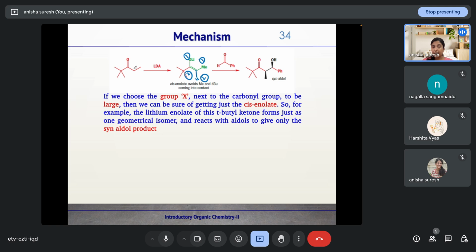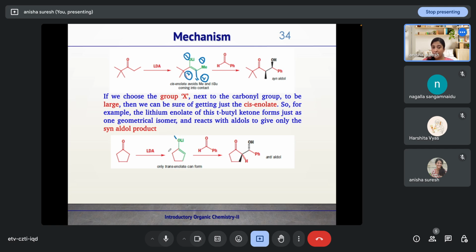So here, so as to avoid this contact of this tertiary butyl and the methyl groups, which will be bulkier, the cis-enolate will be forming, and that upon aldol reaction, we will be getting the syn-aldol product. And in this case, cyclopentanone, when we are treating with LDA, there is possibility for formation of only the trans-enolate. Okay. Since this is a cyclic system, it can form only the trans-enolate.